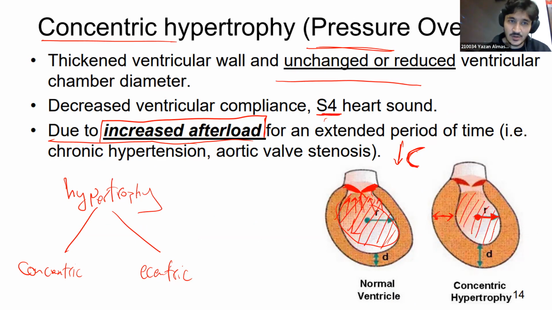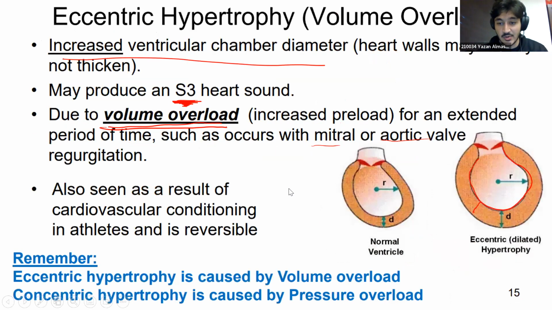While the heart is stronger, it's going to have less blood in it, so it's going to push out less blood. So that's what happens in concentric hypertrophy. On the other hand, eccentric hypertrophy, while it's also getting thicker, the chamber is becoming bigger.